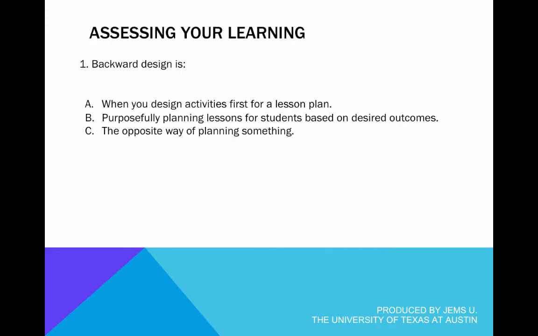Now let's see what you've learned. Backward design is A. When you design activities first for a lesson plan. B. Purposely planning lessons for students based on desired outcomes. Or C. The opposite way of planning something. If you chose B, you are correct. If you did not choose B, please review the beginning of the video that describes backward design.